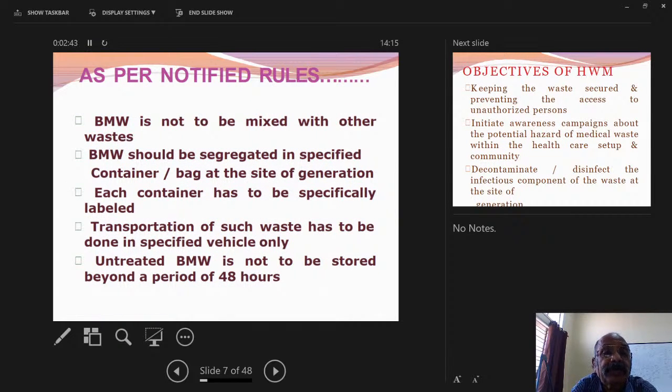As per the notified rules, biomedical waste is not to be mixed with other waste. Biomedical waste should be segregated in specified containers and bags at the site of generation. Each container has to be specifically labeled, and transportation of such waste has to be done in specified vehicles only. Untreated biomedical waste is not to be stored beyond a period of 48 hours.